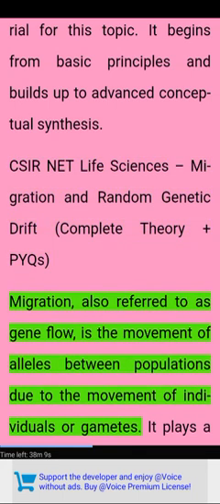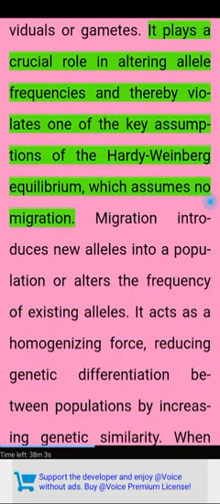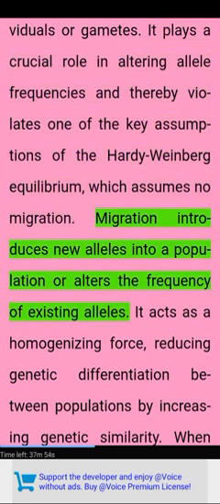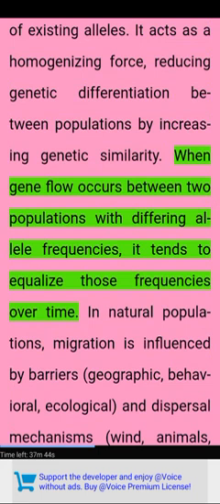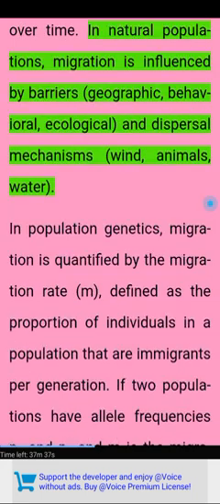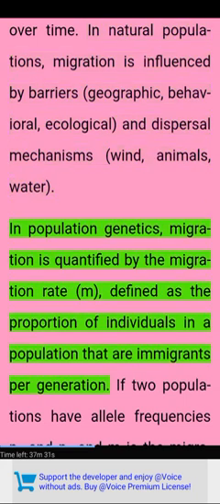Migration, also referred to as gene flow, is the movement of alleles between populations due to the movement of individuals or gametes. It plays a crucial role in altering allele frequencies and thereby violates one of the key assumptions of the Hardy-Weinberg equilibrium, which assumes no migration. Migration introduces new alleles into a population or alters the frequency of existing alleles. It acts as a homogenizing force, reducing genetic differentiation between populations by increasing genetic similarity. When gene flow occurs between two populations with differing allele frequencies, it tends to equalize those frequencies over time. In natural populations, migration is influenced by barriers, geographic, behavioral, ecological, and dispersal mechanisms such as wind, animals, and water.